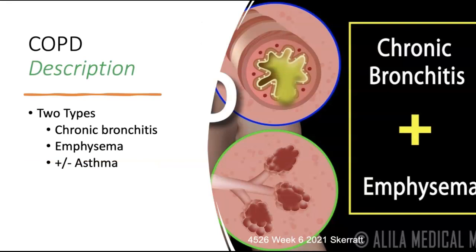COPD has 2 types, chronic bronchitis and emphysema, plus or minus asthma. Asthma is considered separately, and there are changing opinions as to whether or not it is a category of COPD, but for this lecture we're going to speak just to chronic bronchitis and emphysema, and typically these 2 coexist.